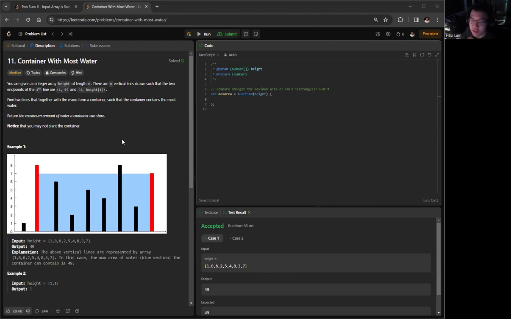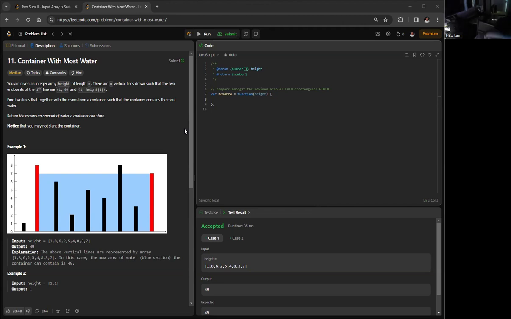So let's begin. Today we have the Container With Most Water problem. Given an integer array of height of length n, there are n vertical lines drawn such that the two endpoints of the ith line are (i, 0) and (i, height[i]). Find two lines that, together with the x-axis, form a container such that the container contains the most water.